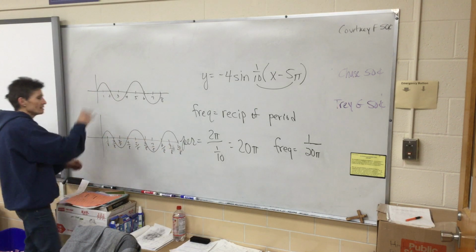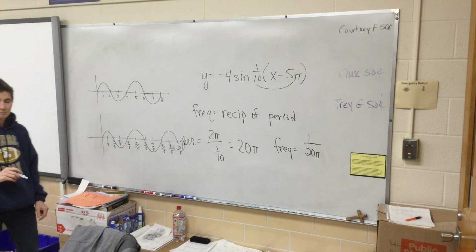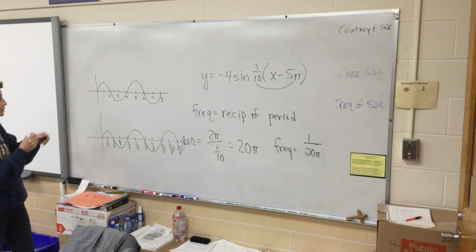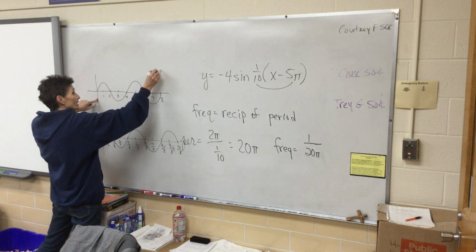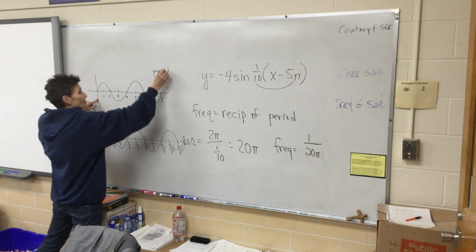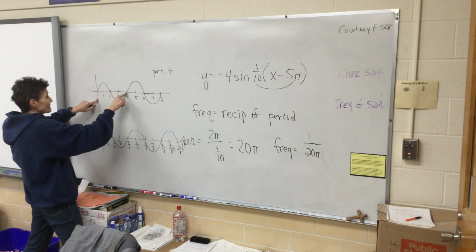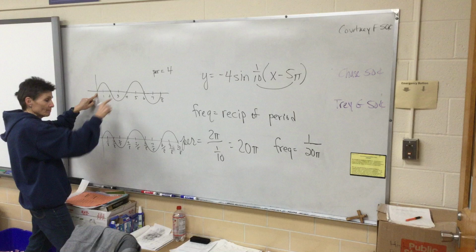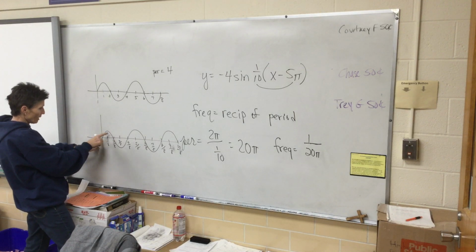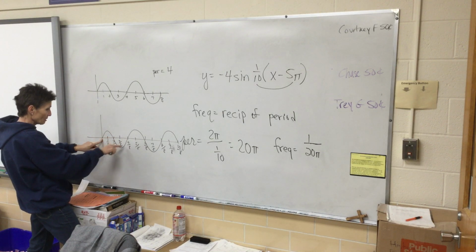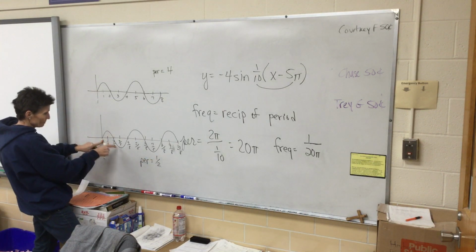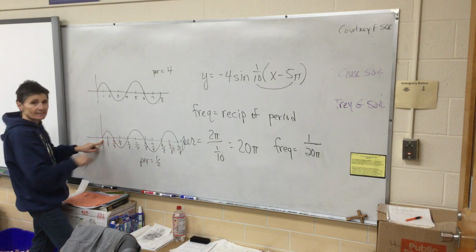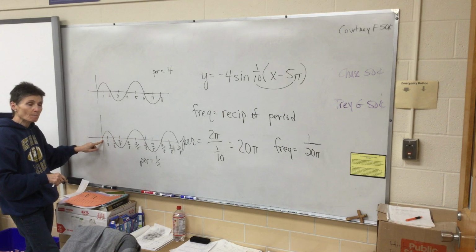All right, so I've drawn a couple of little sine curves here. You can look at this one and tell me that the period is 4. That's how long it takes to get a cycle completed. You can look at this one and tell me that the period is 1/2, 4/8. That's how long it takes to get a cycle completed.